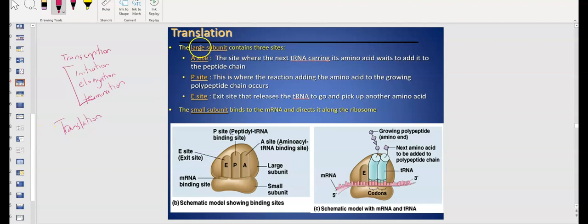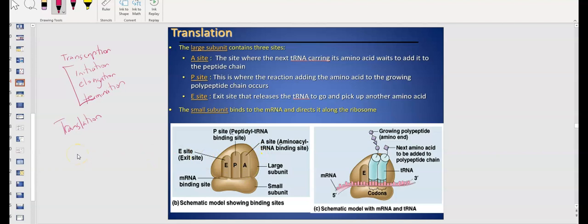So when we look at the ribosome, whether or not it's a prokaryote or eukaryote, it's going to have 3 sites. We have the E site, which is the exit site. That's what that stands for. The P site is the peptidyl tRNA binding site. This is where the reactions occur to link them together. And then we have the aminoacyl tRNA binding site. Remember, that enzyme is called aminoacyl tRNA synthase. That is where charged tRNAs come and bind. So in the A site.